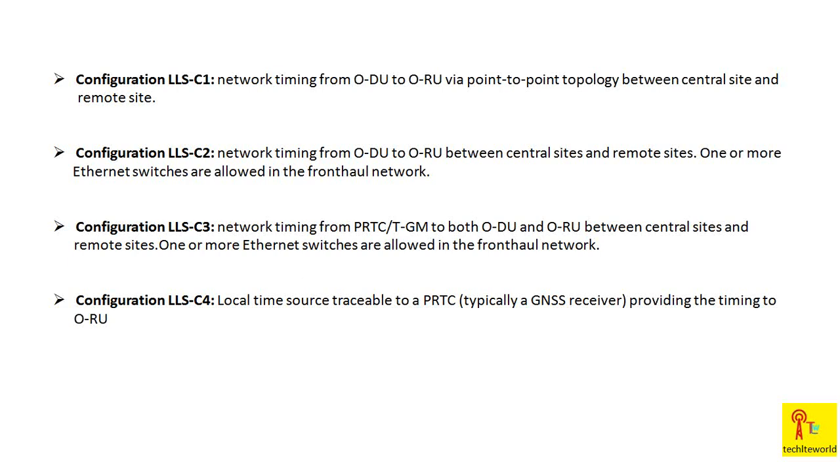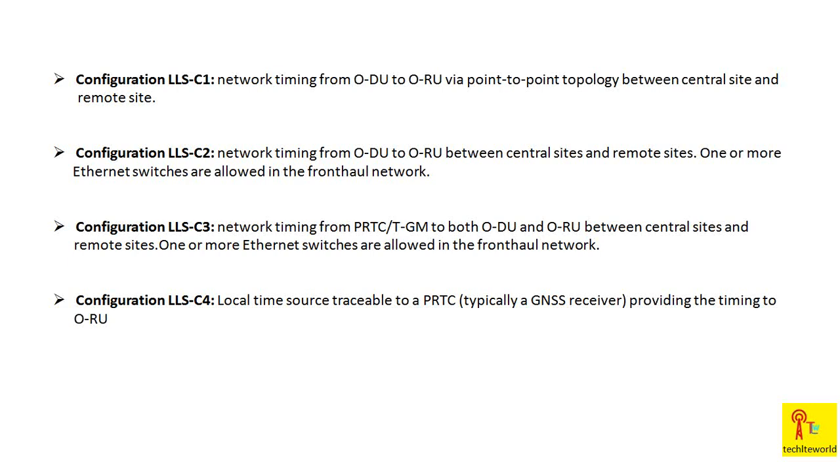In configuration LLS-C3, we are using a PRTC, meaning a grandmaster. That grandmaster should be connected to a common switch, and that common switch also connects the O-DU and O-RU. So the grandmaster is connected to the switch, the grandmaster broadcasts PTP packets to the switch, and the switch conveys those packets towards the O-RU and O-DU. Next is the local time source traceable to a PRTC, which is configuration LLS-C4.